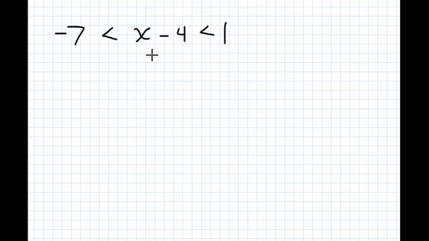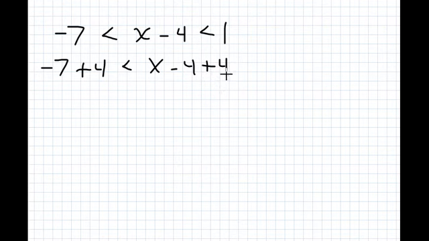Alright, so we got a new one up here. I want to get rid of this negative 4, so I'm going to have to add 4 to each one of these. So this becomes negative 7 plus 4 is less than x minus 4 plus 4 is less than 1 plus 4. So all the way across the board. And so this ends up becoming a negative 2, or negative 3, I'm sorry.